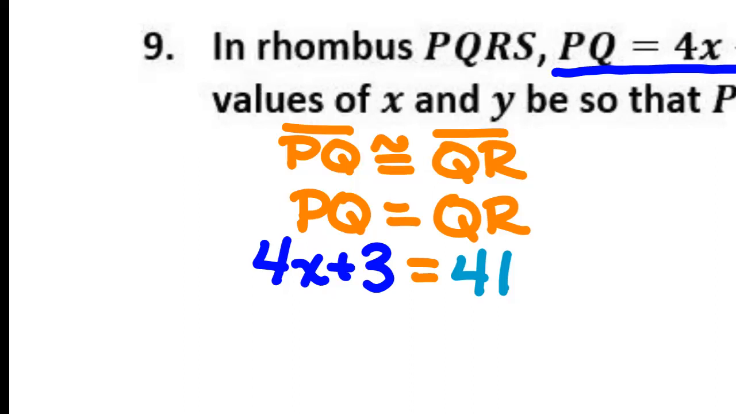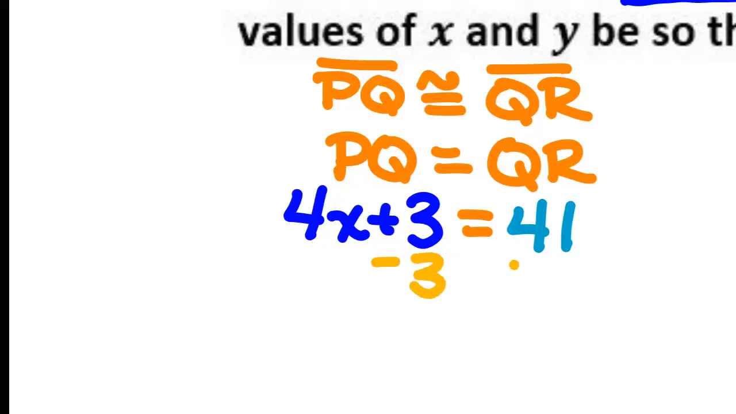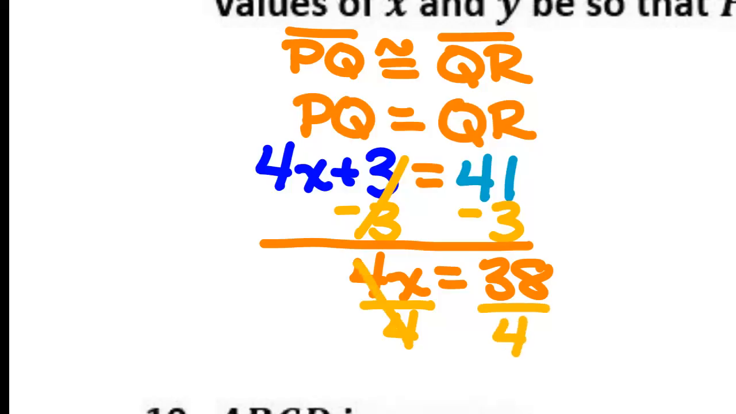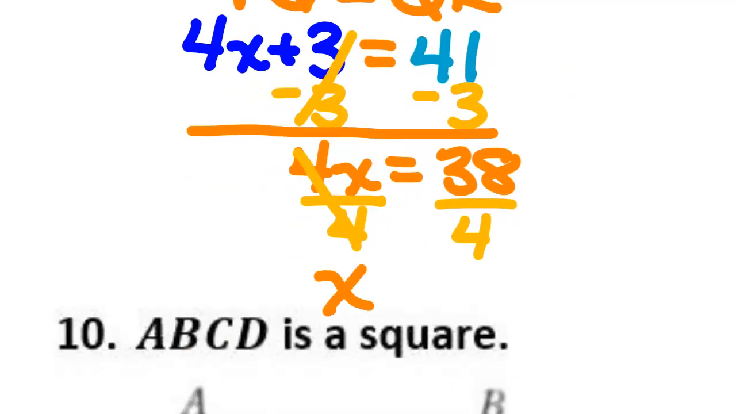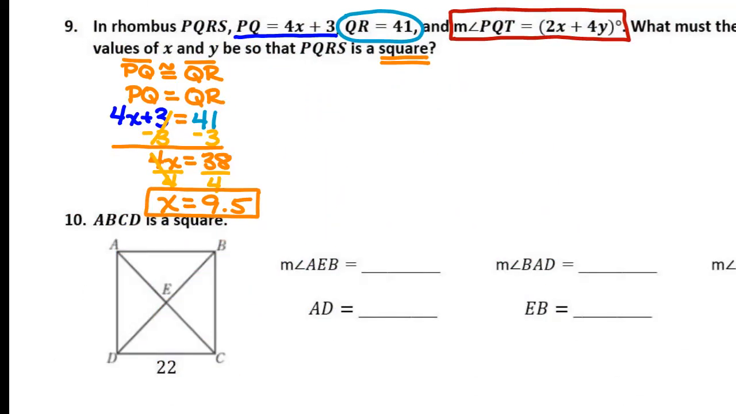What would I need to do now if I'm wanting to get x all by itself? Subtract 3 from both sides. That would give me 4x equals 38. What now? Divide 38 by 4. And what do you get? 9.5. X equals 9.5. All right, we found one thing they wanted us to find. We now need to find the value for y.